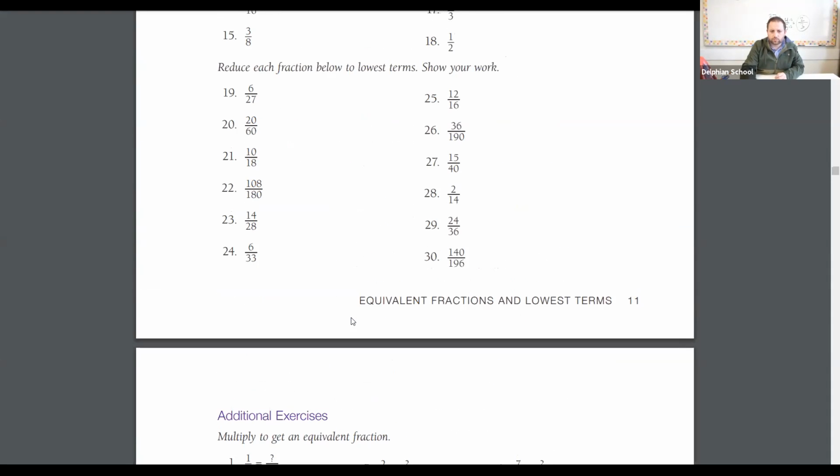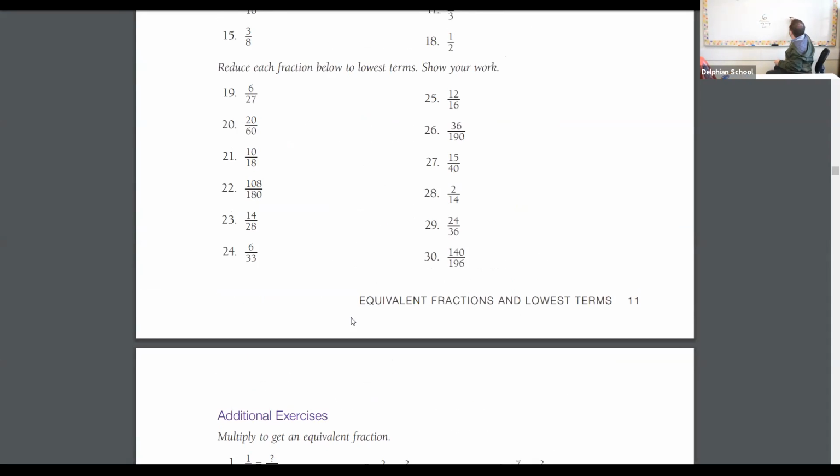Here they are. So we're going to reduce each of these fractions to lowest terms. So I'll write them on the board. I'm going to give you a second to do them, and then I'll do them together with everybody. So we'll start with 6/27.